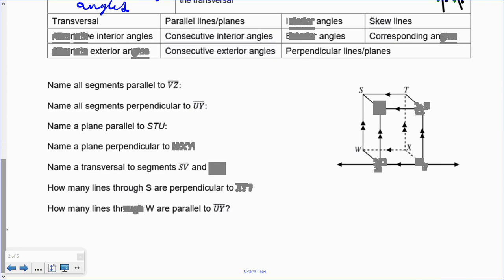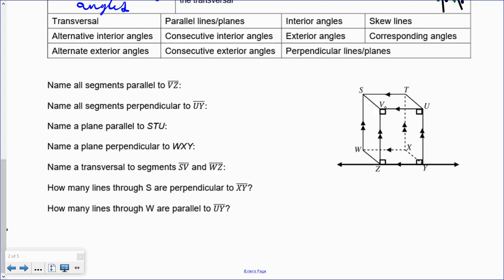So we'll leave that alone for a second. Let's take care of our lines first, and then we'll go and spend more time on the angles. So let's just take a look at this picture right here. My first question for you is find all the lines that are parallel to VZ.